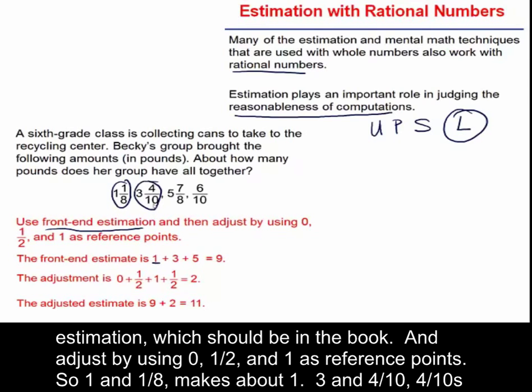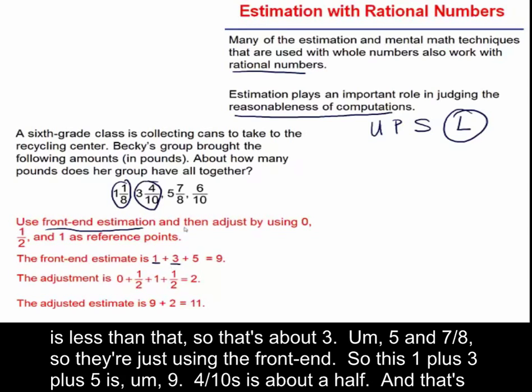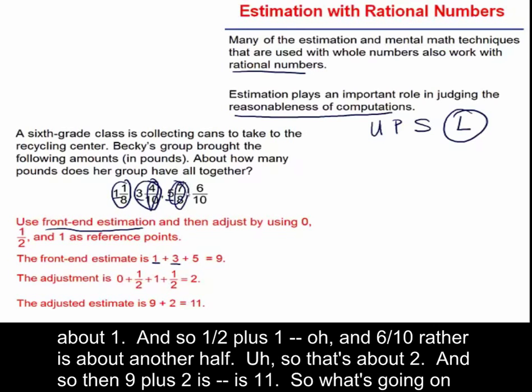3 4/10, 4/10 is less than that, so that's about 3. 5 and 7/8, oh, but they're just using the front end. So it's 1 plus 3 plus 5 is 9. 4/10 is about a half. That's about 1. And so 1/2 plus 1. Oh, and 6/10 rather is about another half. So that's about 2. And so then 9 plus 2 is 11.